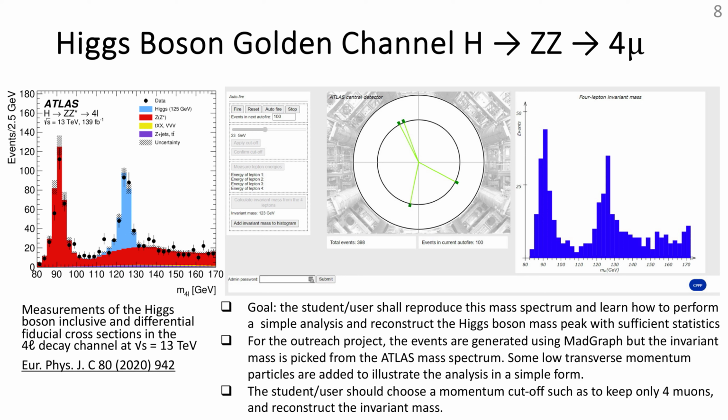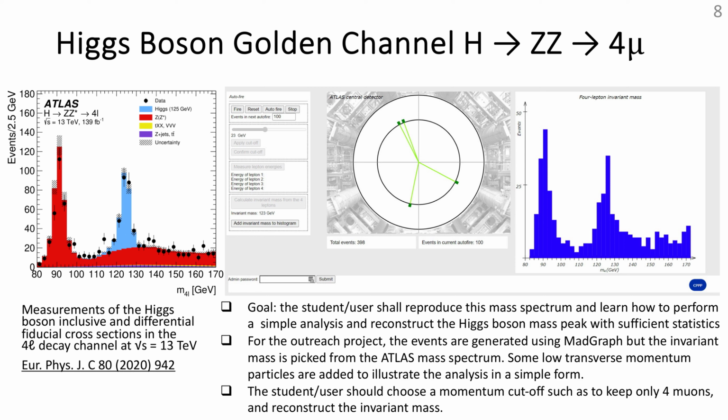I show you briefly a similar project. The similar project here is related to the golden channel of Higgs to ZZ into four muons. And on the left, you see the real publication. You see the invariant mass of the four muons, or here four leptons written. We see the peak of the Z boson, which of course goes to leptons. And we see the additional peak here. So this is a real publication from the Higgs into four muons.